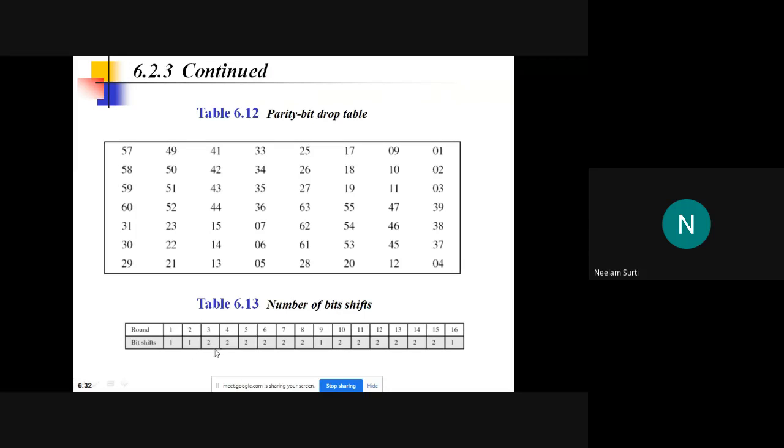Likewise, here it is given that for round number 1, how many shifts have to be done? So left shift has to be done, but how many times? Left shifting for round number 1 has to be done one time. Round number 2, one time. Round 3, two times. So if you are doing left shifting, just from the computation point of view, it is restricted to either one or two. One or two.